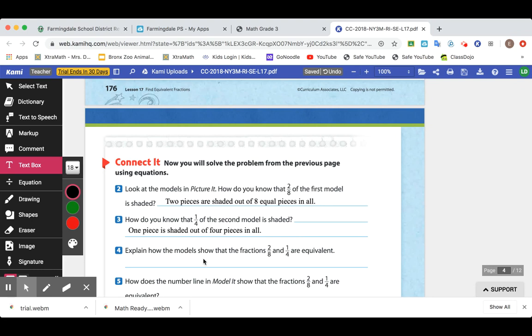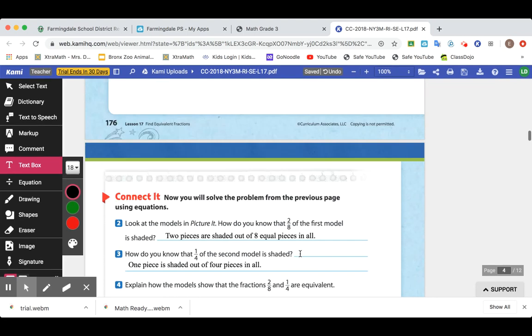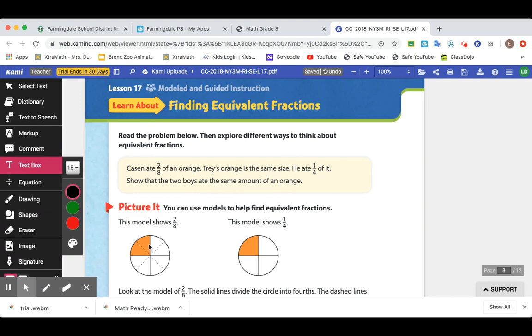So now it says, explain how the models show that the fractions 2/8 and 1/4 are equivalent. Okay, that word equivalent means equal. So let's look. We have 2/8 in this model and 1/4 here. How is 2/8 equivalent to 1/4? Now, both circles are the same size, right? Just like the oranges were the same size. This one was cut in 8 pieces, and 2 are shaded to show 2/8. This was cut in 4 pieces, and 1 was shaded to show 1/4.